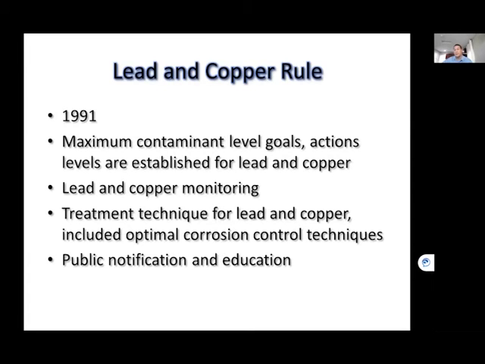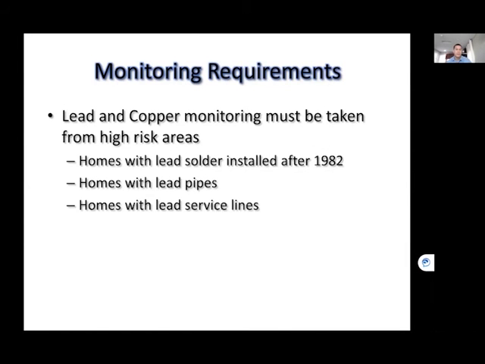Maximum contaminant level goals and action levels are established for lead and copper. Lead and copper monitoring, treatment technique for lead and copper, including optimal corrosion control techniques and public notification and education, which is very important. There's monitoring requirements. Lead and copper monitoring must be taken from high-risk areas: homes with lead solder installed after 1982, homes with lead pipes, homes with lead service lines.